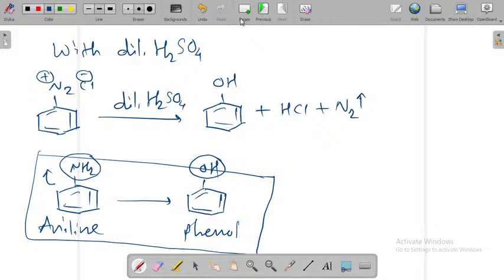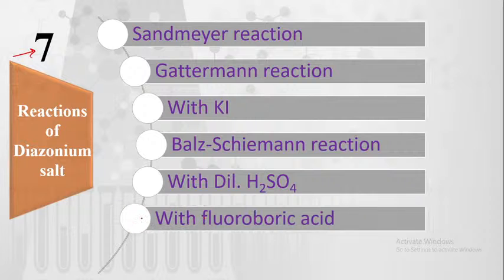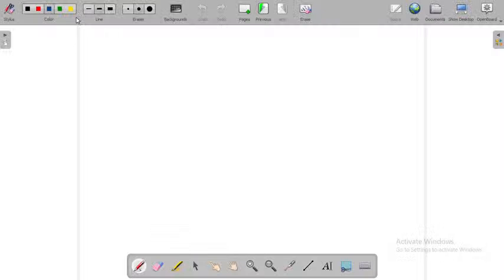Okay, so we'll see the next reaction. That reaction is again with fluoroboric acid, which will be forming the nitro compounds. Okay, nitro compounds. This reaction is also with fluoroboric acid, but this reaction is going to form the nitro compounds. How? The second step is different with fluoroboric acid.